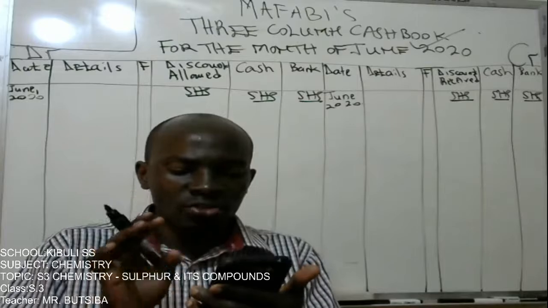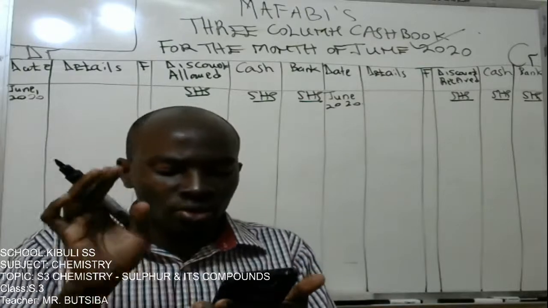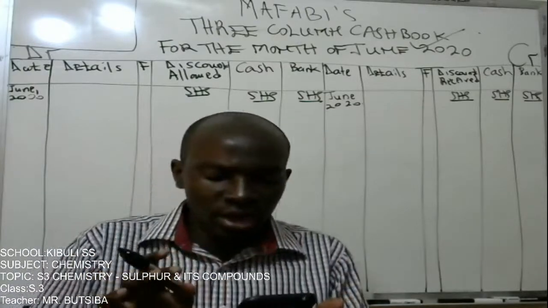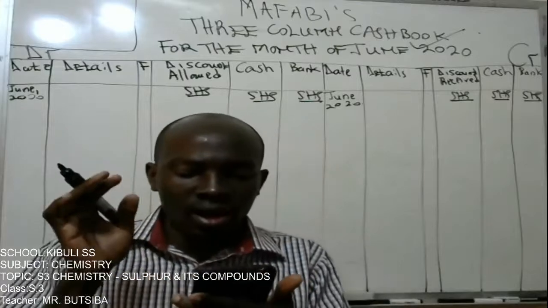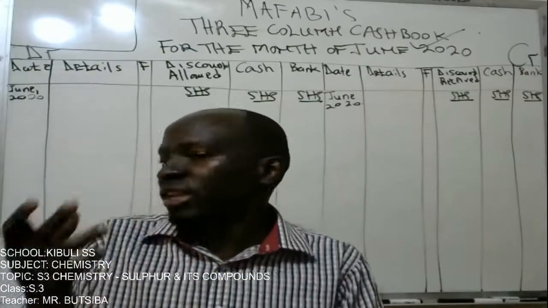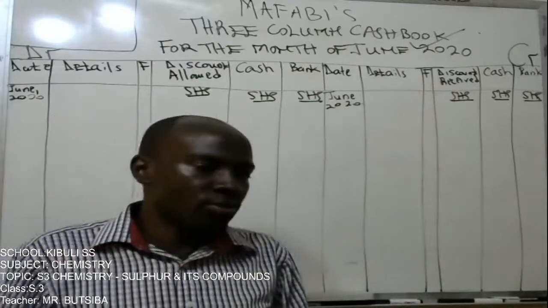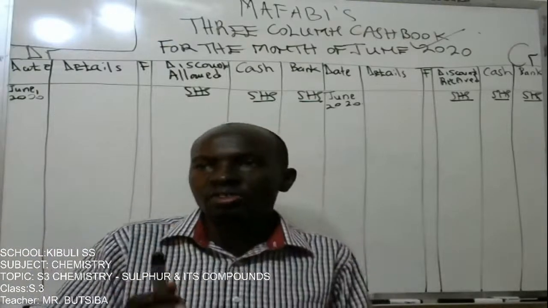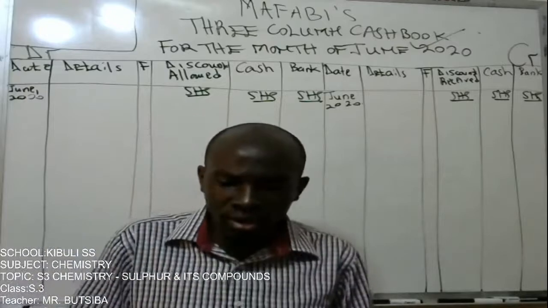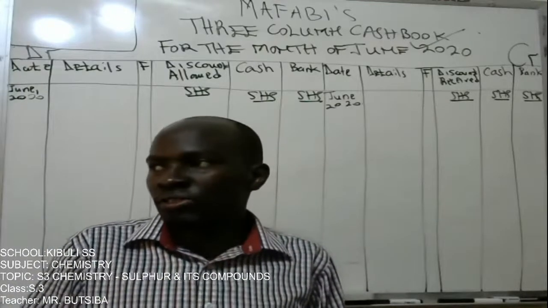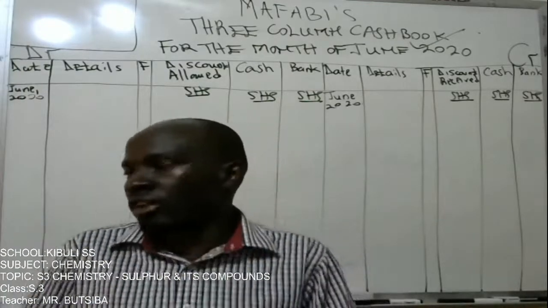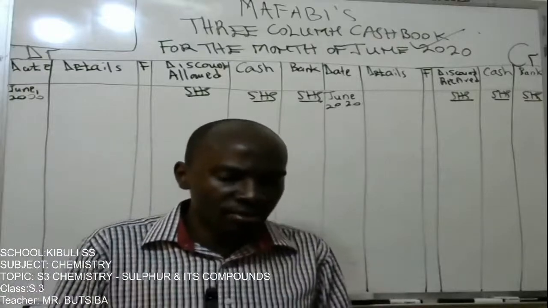June 1st, cash at bank, 5,000. Still on the same date, June 1st, cash at bank, shillings, 10,000. June 1st, hope you have put it down. June 1st, cash at hand, 5,000. Still on the same date, June 1st, cash at bank, 10,000.